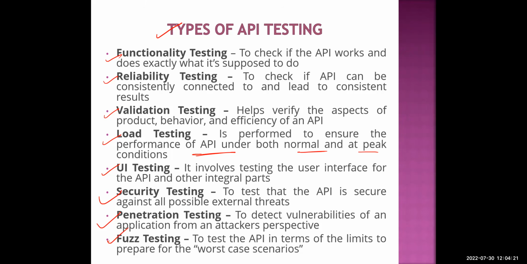There is one more very interesting testing, fuzz testing. Do you know what is meant by fuzz testing? Guys, if you check on Google, there are so many testing types available, so you will get some new types from this topic. What is fuzz testing? It is used to test the API in terms of limits, to prepare for the worst case scenario. It's like a negative scenario. Through fuzz testing, we are able to test some negative, worst case scenarios and test the application. The same thing in API testing, we can perform these many testing types. So this is called types of API testing.